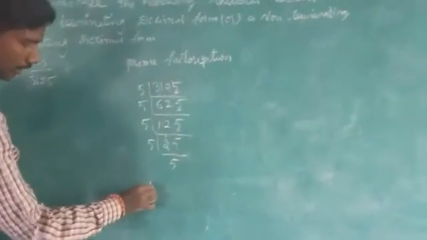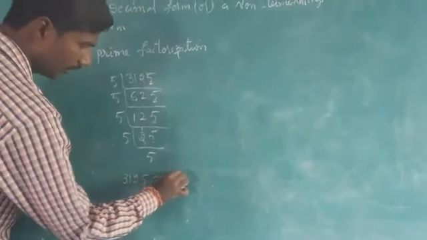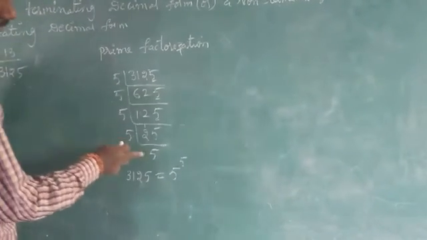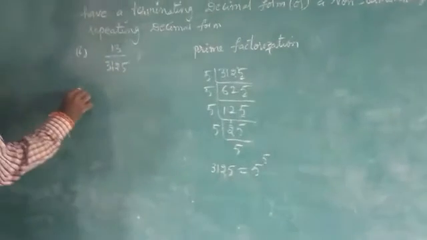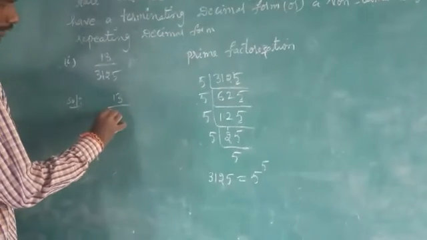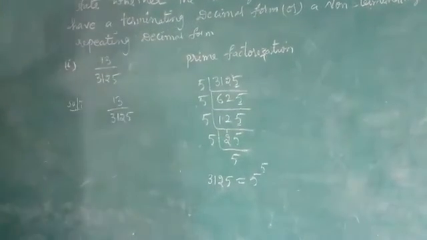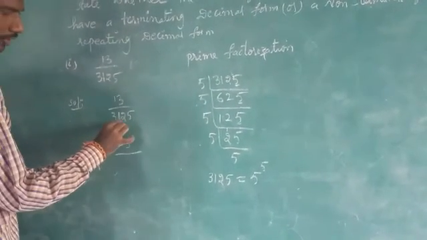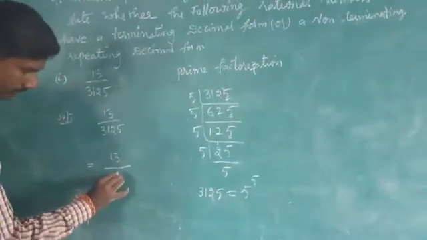So this, 3125, you can write as 5 to the power of 5: 1, 2, 3, 4, 5. That's why it is 5. Now what I am doing is 13 upon 3125, right? I am writing this as C. 13 by this 3125 you can write as 13 upon 5 to the power of 5.